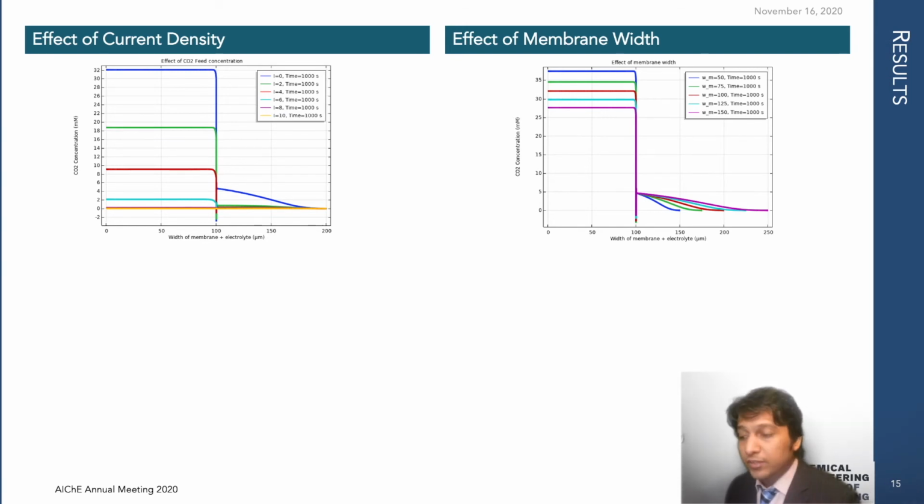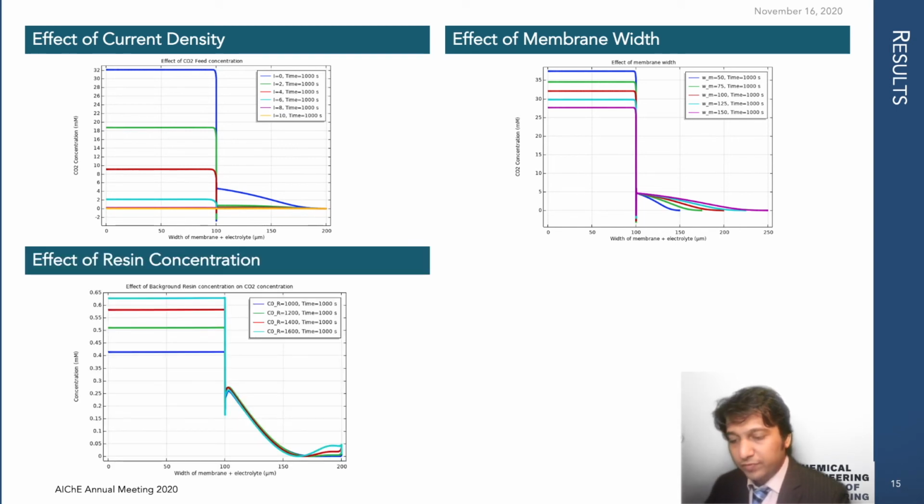So the thicker the membrane, as we can see here, the purple curve, the worse it performs for a given current density. As we have thinner and thinner membranes, we have less resistance to the transport, and the CO2 is getting captured very fast. That's why we are getting a higher concentration of CO2 in the electrolyte. And as the membrane width increases, we are getting lower and lower concentration.